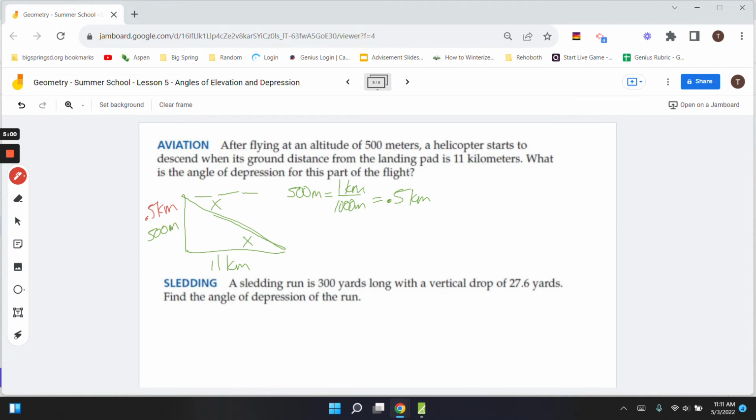So x would equal, when I type that into my calculator, 2.6 degrees. Now when you think about that, you don't really want to descend at too much of an angle. So that kind of makes sense. So the angle of depression is 2.6 degrees. Okay? All right, let's do another one.